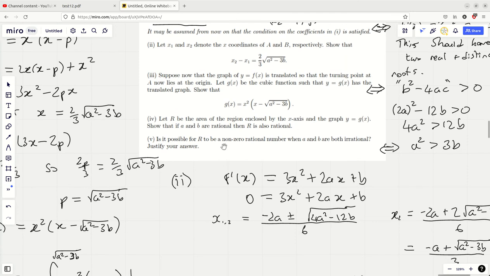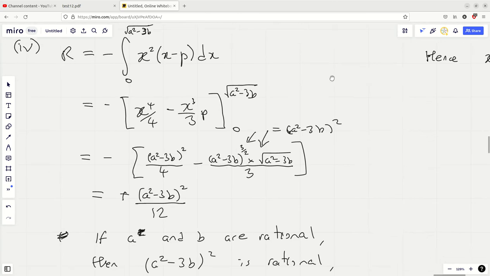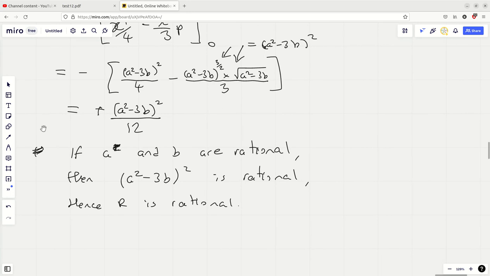And then they ask this cryptic little question. Is it possible for R to be a non-zero rational number when a and b are both irrational? Justify your answer. Well, this doesn't feel like the rest of the question. You've basically got to try and find sneaky values which make this rational when a and b are irrational, because they're saying, is it possible? And it's like, actually, I think I can make it possible, because if I had a as something like the 4th root of 2, and b as the square root of 2, I think I'm going to be all right here.